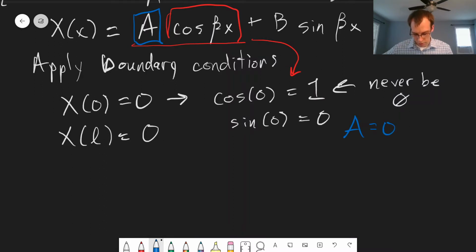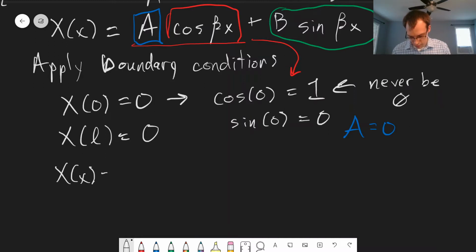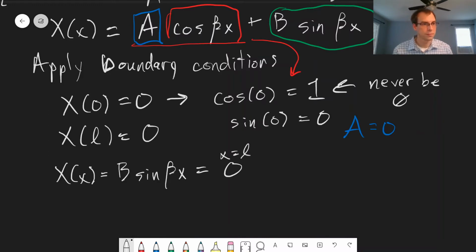And so our solution ends up being only composed of this second part. And so this is how we narrow this down. We only have the sine part that's left behind. Now let's use the second boundary condition. So we know that X of x is equal to b sine beta x based on the first boundary condition. The second boundary condition says that when x equals L, this also has to be equal to 0.